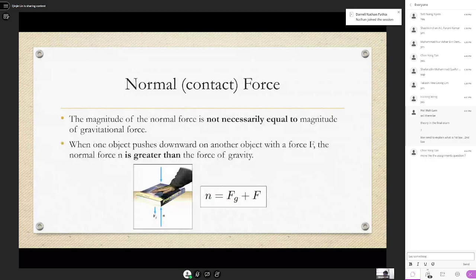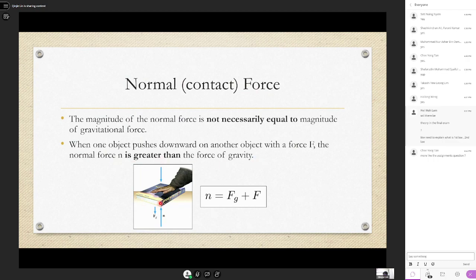We continue with normal force. The magnitude of the normal force is not necessarily equal to the magnitude of gravitational force. Just now remember the book on the table, right? We see that the reaction force is the same as the weight. Both the same, that's why they cancel out. But it's not all the time that they must be equal to each other. So for example, when one object pushes downward on another object with force F, the normal force N is greater than the force of gravity.